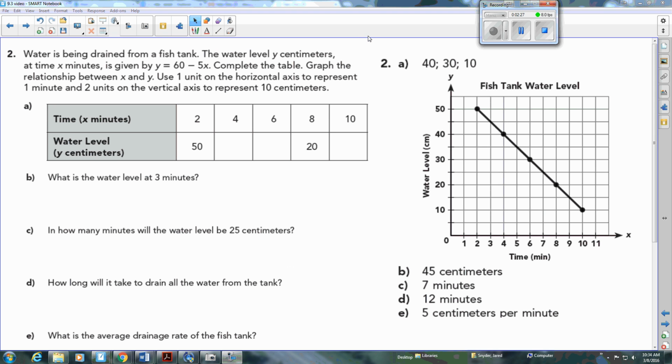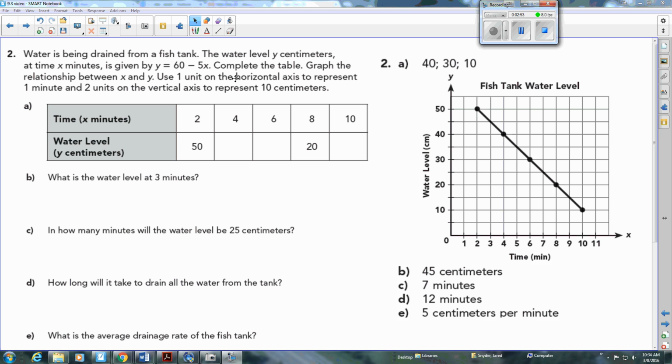Next question. Water is being drained from a fish tank. The water level, y centimeters at a time of x minutes, is given by y equals 60 minus 5 times x. Complete the table and graph the relationship between x and y. So first of all, complete the table.